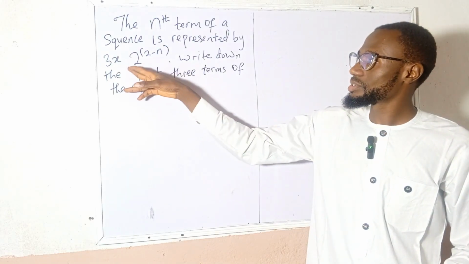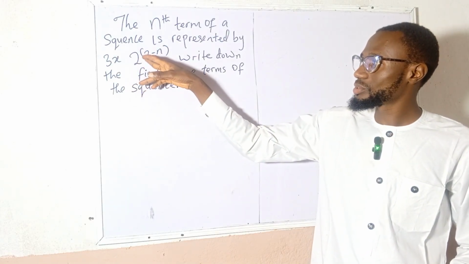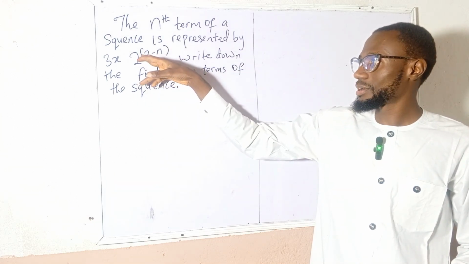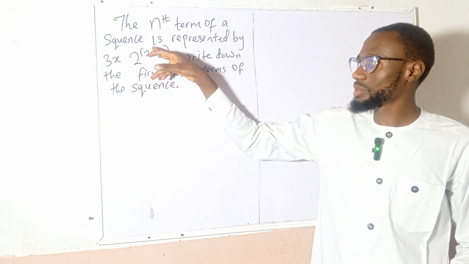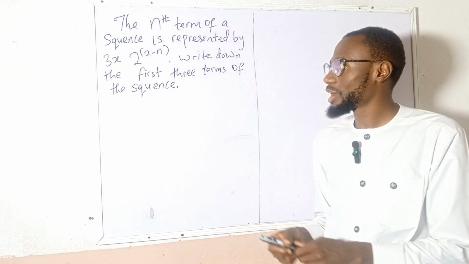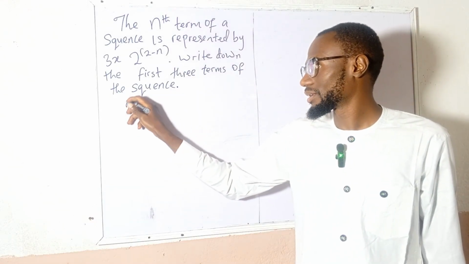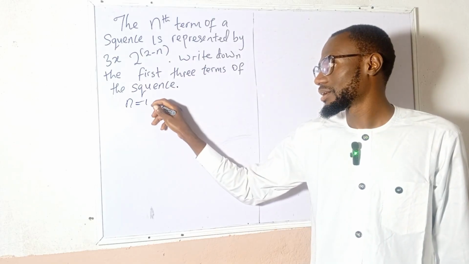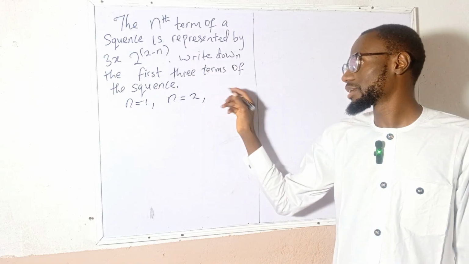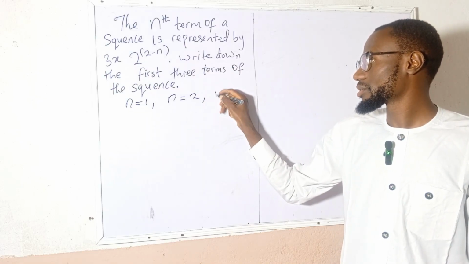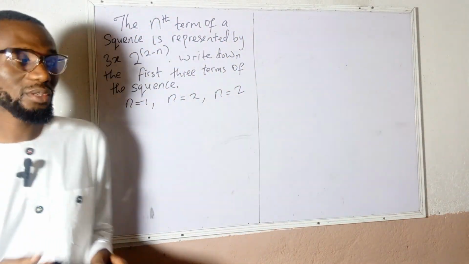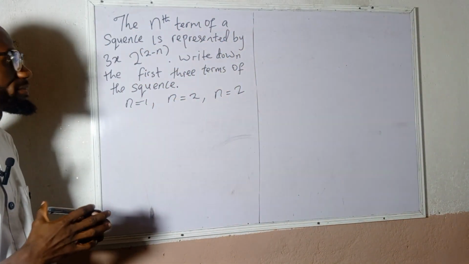That is, there are some numbers attached: 3 times 2 raised to the power 2 minus n. Then we are going to assume that n is equal to 1, n is equal to 2, and n is equal to 3. Then we are going to test these three numbers, since they asked us to find the first three terms.